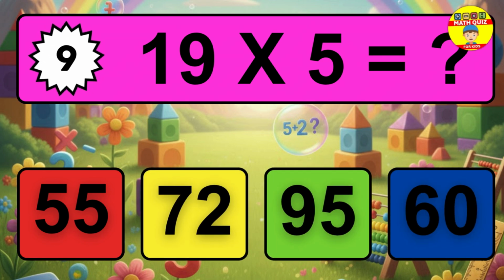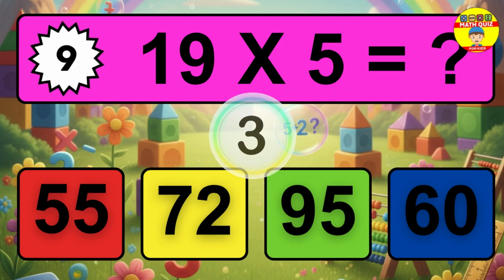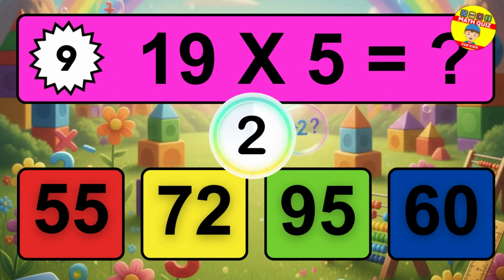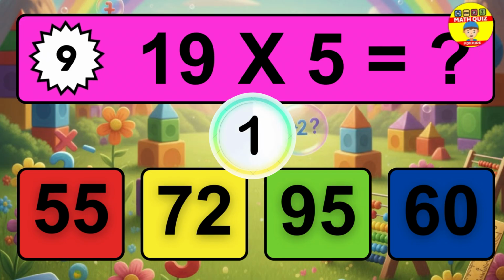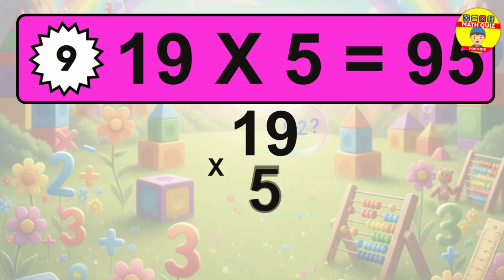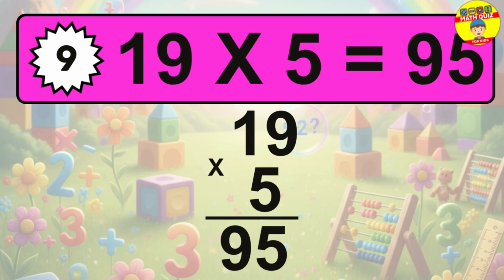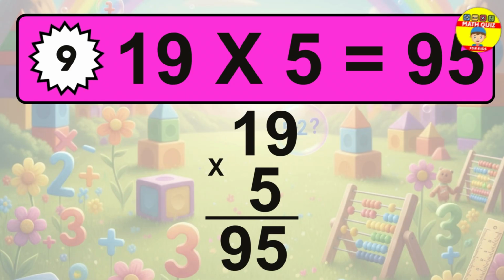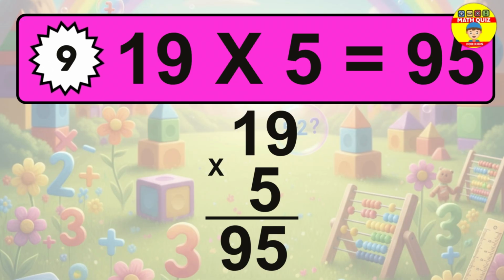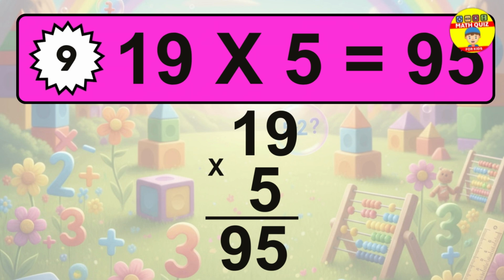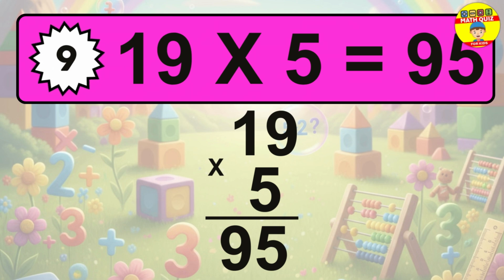Question 9. 19 times 5 equals what? So the answer is 19 times 5 is 95. To calculate, we have 19 groups with 5 balls each one. So how many balls do we have? 95 balls.